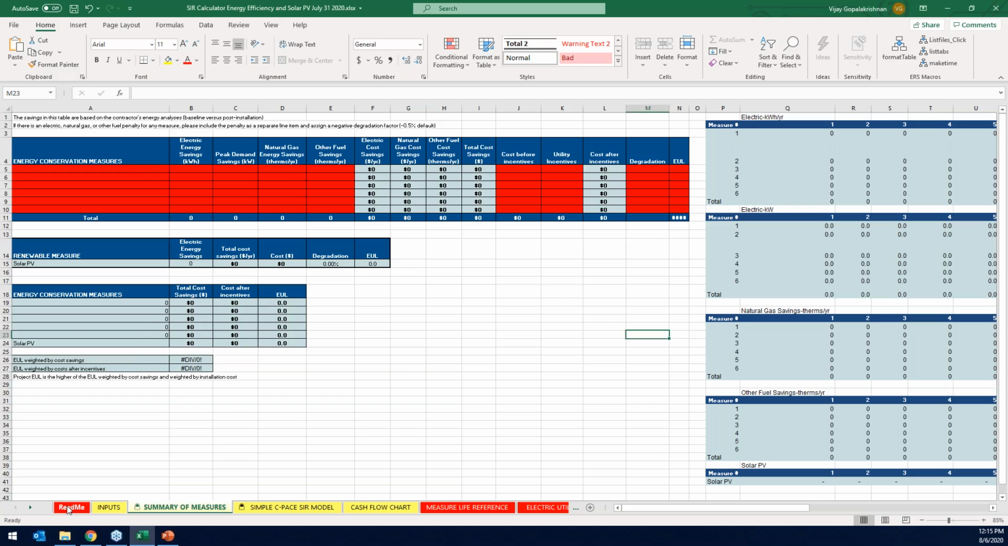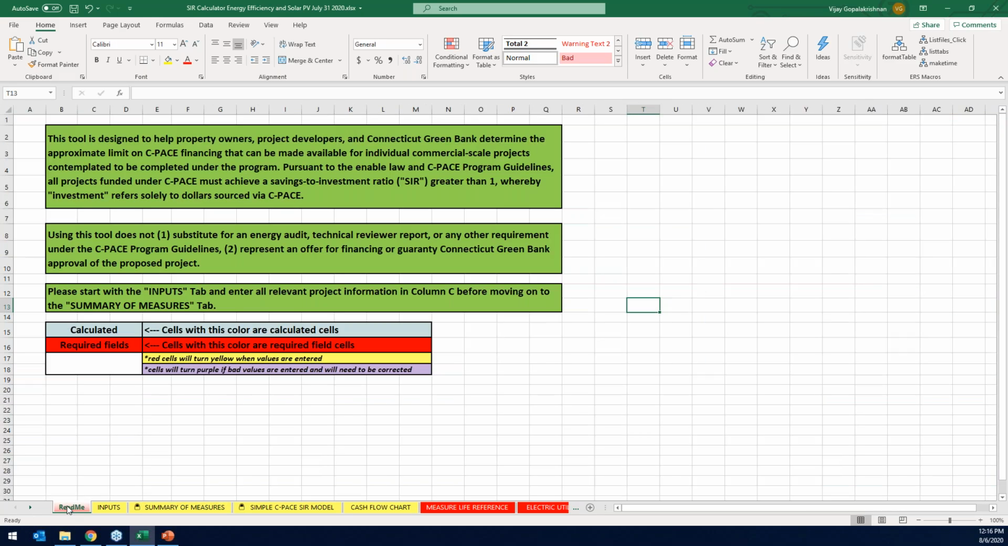I'm going to start with a quick walkthrough of each of the tabs that we have on the spreadsheet, and then move on to specific inputs and summary measures. First, we have the README tab. The purpose of this spreadsheet, as detailed in the README tab, is to help property owners, project developers, and the Green Bank determine how much CPACE financing a project is eligible for to achieve an SIR greater than 1.